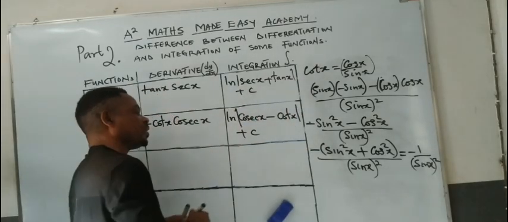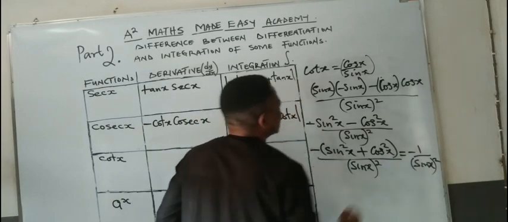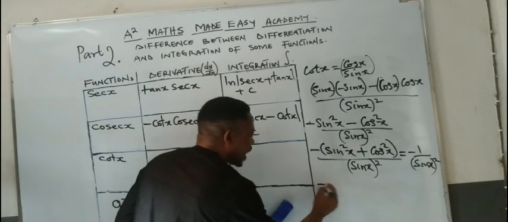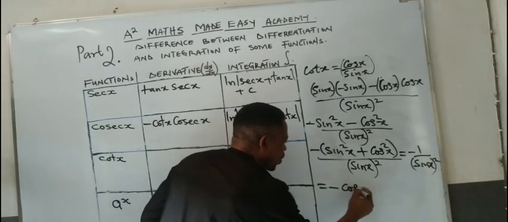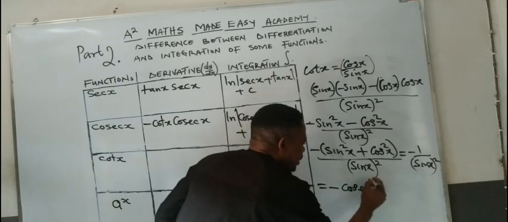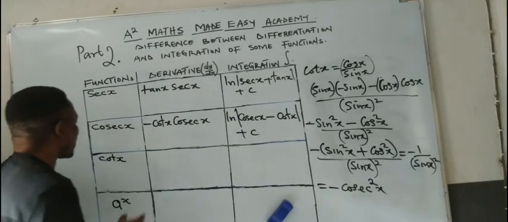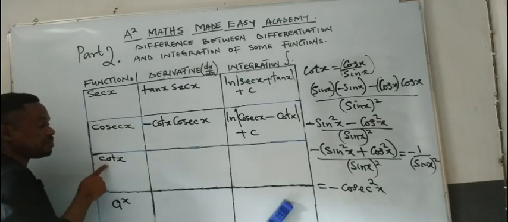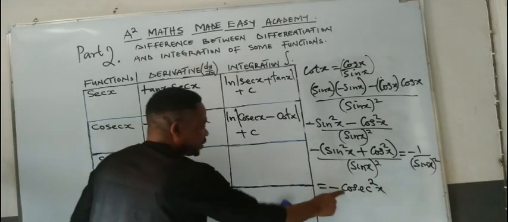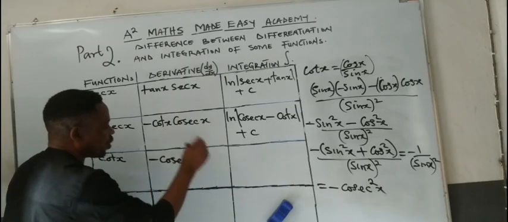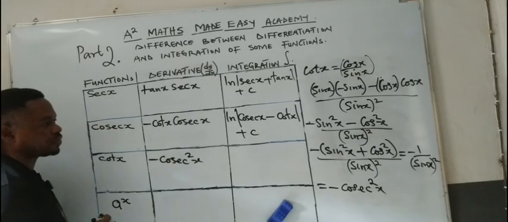Now watch. According to trigonometry, how do we write 1 over sine? 1 over sine, remember, is cosec. So which means the answer is now minus cosec. Since it is square, we say square of x. So what am I trying to say? Anytime you are asked to differentiate cot x, what is the derivative? The derivative is minus cosec square of x. And that is all. Are you with me now?